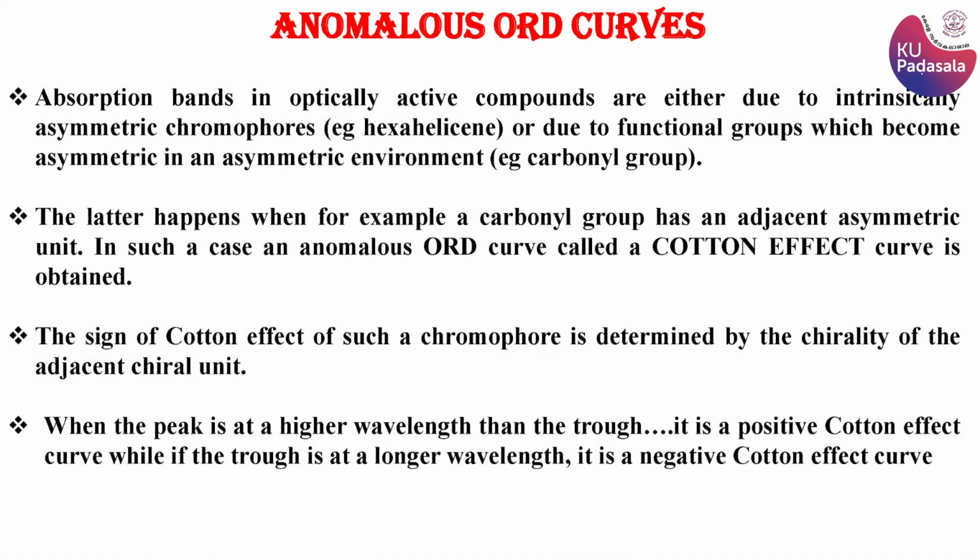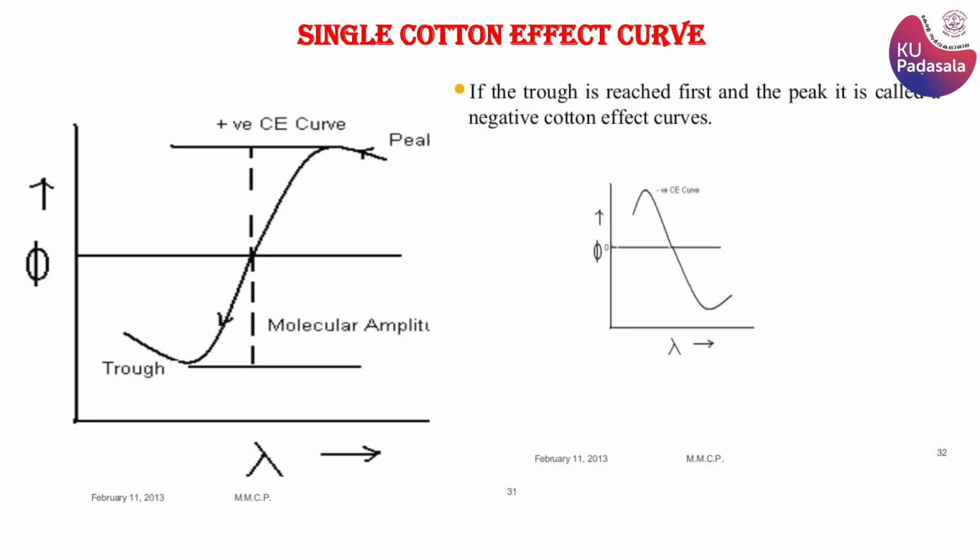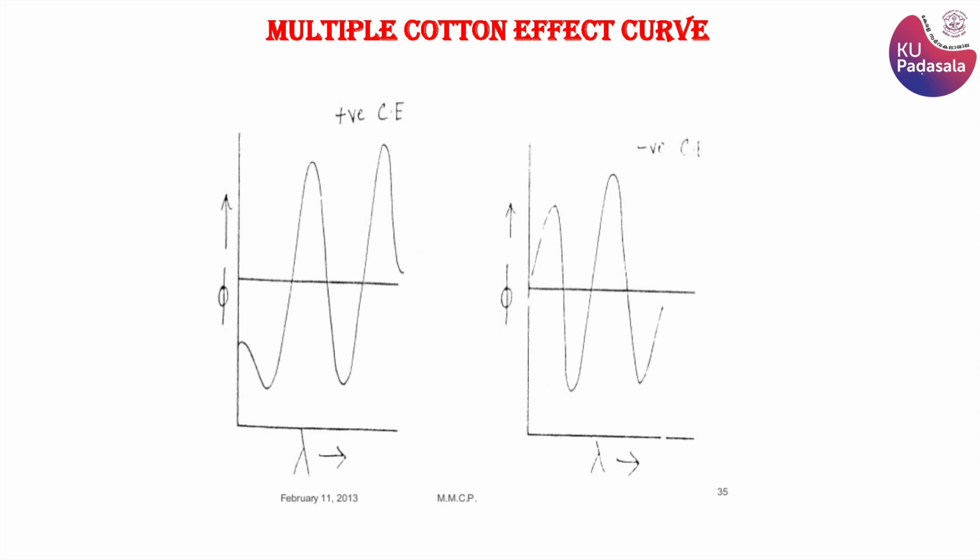The anomalous ORD curve is also called the cotton effect curve, and here we have a peak and a trough. If the peak is at a higher wavelength than the trough, then it is a positive cotton effect curve, and if the trough is at a higher wavelength than the peak, then we call it a negative cotton effect curve. The sign of this cotton effect is going to determine the chirality of your chromophore. There can be different types of curves as seen from my slide: single cotton effect curves as well as multiple cotton effect curves, where we have more than one peak and trough.